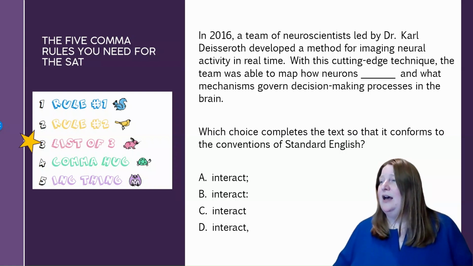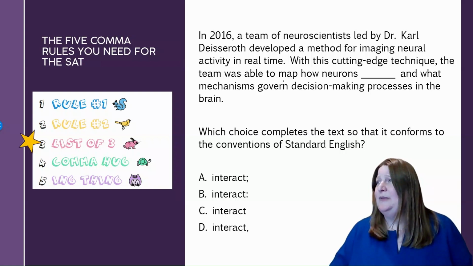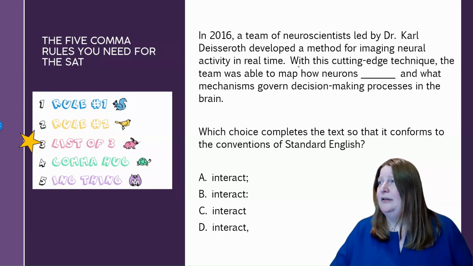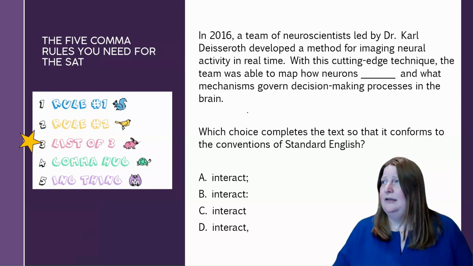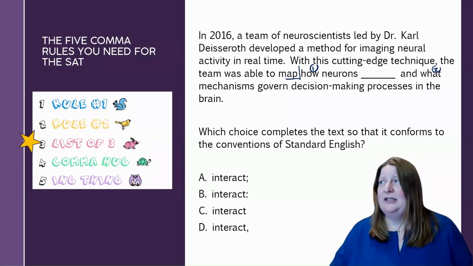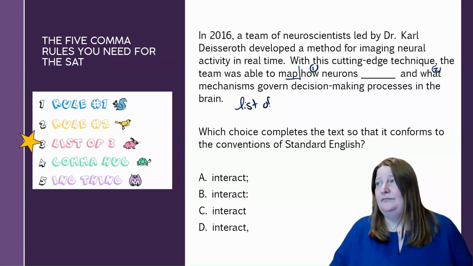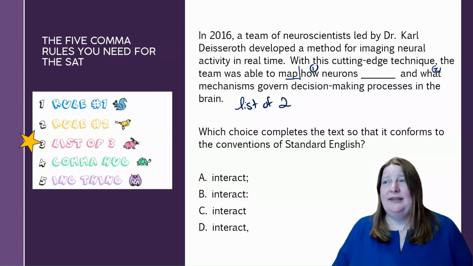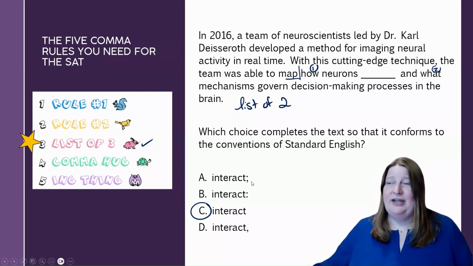Okay, looking at this question: "With this cutting-edge technique, the team was able to map how neurons interact and what mechanisms govern decision-making processes." Okay, it looks like a list here. They were able to map 2 things: how the neurons interact and what mechanisms govern decision-making processes. Is there a third thing? No, there is not. It's just a list of 2. A list of 2 is not long enough to get this list of 3 or more comma. So I'm going with C. If there was a third item, then I would have gone with D. The answer here is C.